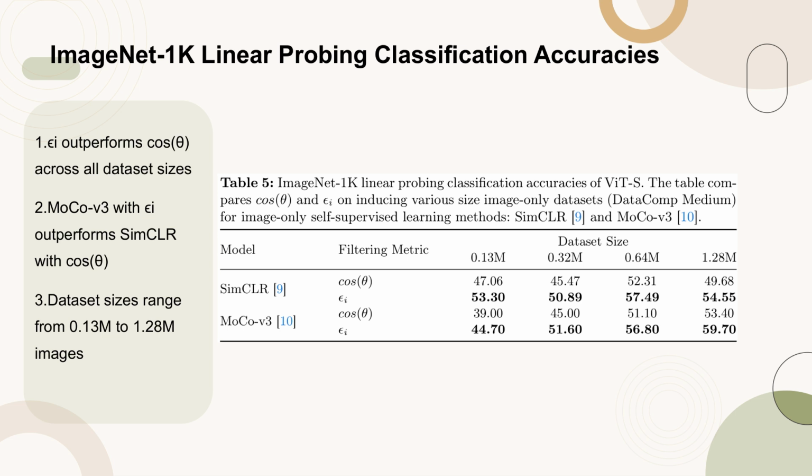The key findings show that I consistently yields higher accuracies than cos θ across all dataset sizes. Notably, MoCo v3 trained with datasets filtered by I outperforms SimCLR trained with datasets filtered by cos θ for most dataset sizes. This suggests that the choice of filtering metric can significantly impact the performance of self-supervised learning methods, with I providing a more effective filtering approach for underspecified images.